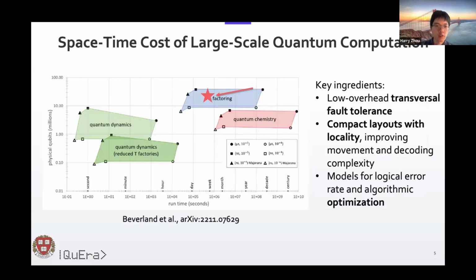And so here we're developing methods that allow us to substantially bring that down by making use of transversal fault tolerance ideas, by making concrete layouts respecting locality and improving the movement and decoding complexity, and finally backing this up with further logical error rate models and optimizing the algorithmic parameters of the compilation based on those considerations. And the final result is that we're able to get things to execute now within around a week or so of runtime, rather than the several years that previous analyses of such platforms would seem to assume.